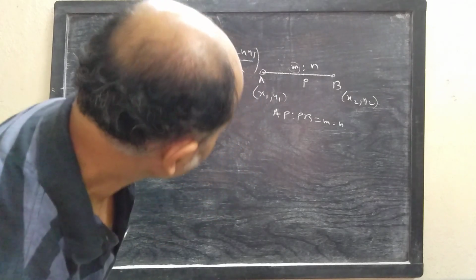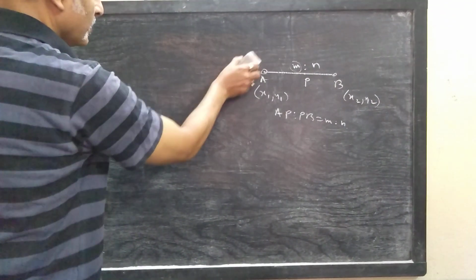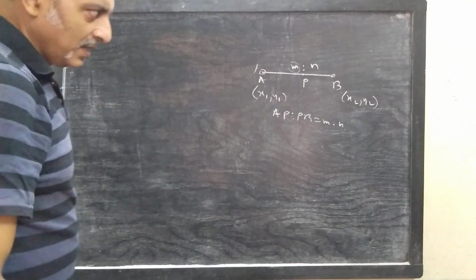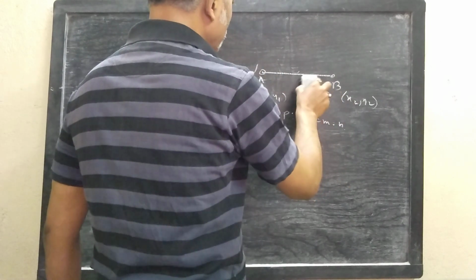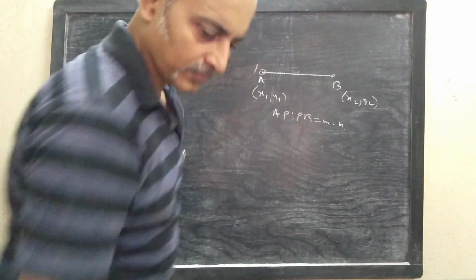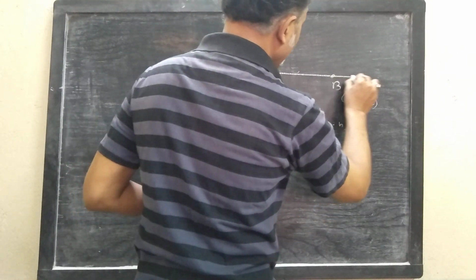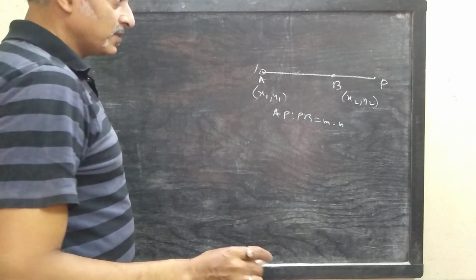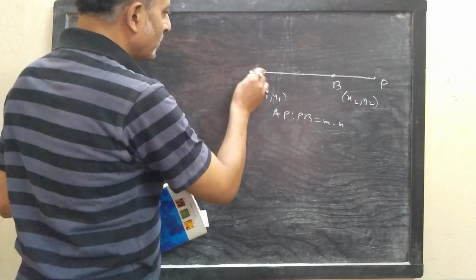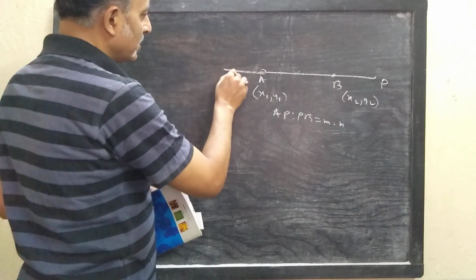Now, there may occur external division also. External division can occur in 2 ways. One way, P may lie on the extended AB, that is in this portion. First, or it may lie on the extended part of BA. Say this is Q.